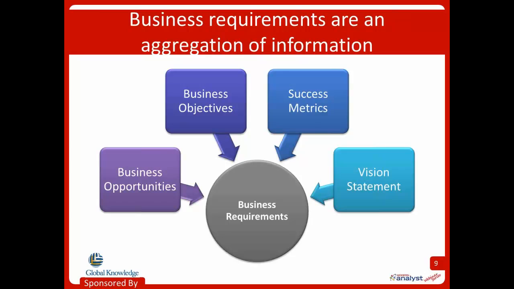All right, so I mentioned this in the definition, that a business requirement is an aggregation of a few types of information. So these are those four types of information: business opportunities, business objectives, success metrics, vision statements. I'm going to break each of these down in a little bit more detail, but when I say business requirements, I'm talking about all of these different things.